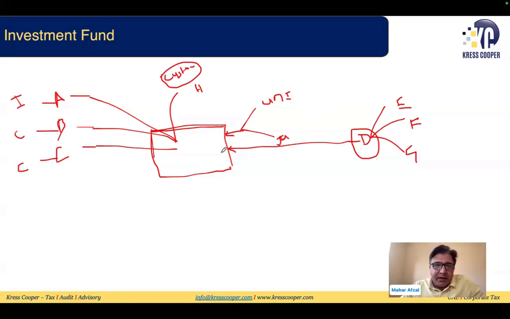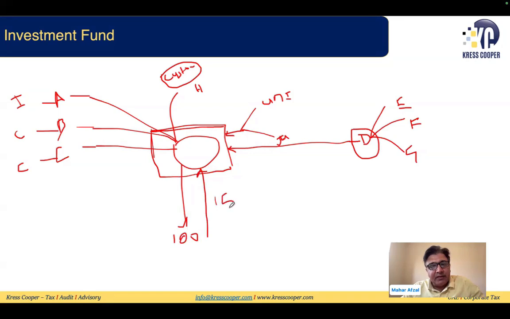Now D is managing the funds on behalf of A, B, C. So this is the pool of assets here. D is investing this pool anywhere, assuming making investment in equity, in real estate, in different sectors, creating a portfolio. Assuming D is investing 100, and from this D is earning 150.